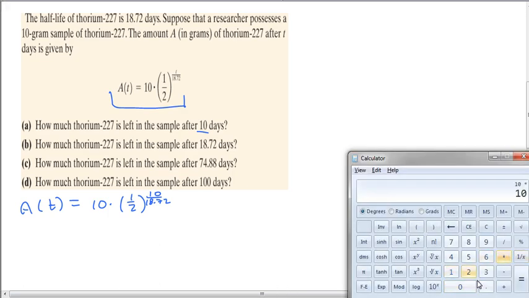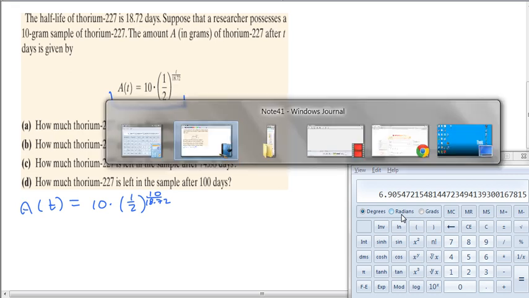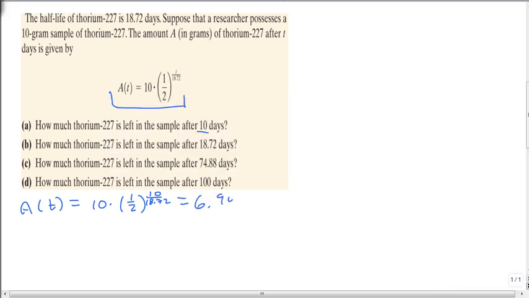And so we grab our calculator, 10 times 0.5 raised to the parenthesis 10 divided by 18.72, close parenthesis. Notice we can see the whole thing here, so when I hit equals, I can see that I'm going to get 6.905 grams left. 6.905 grams.